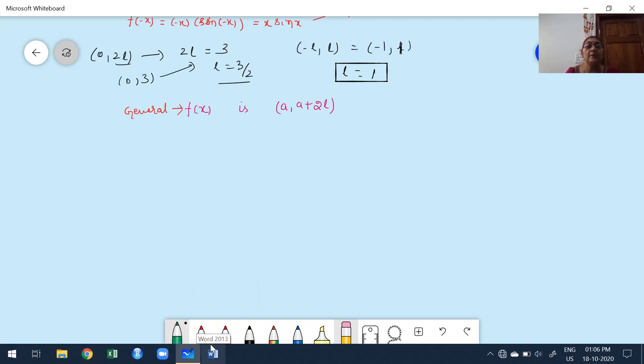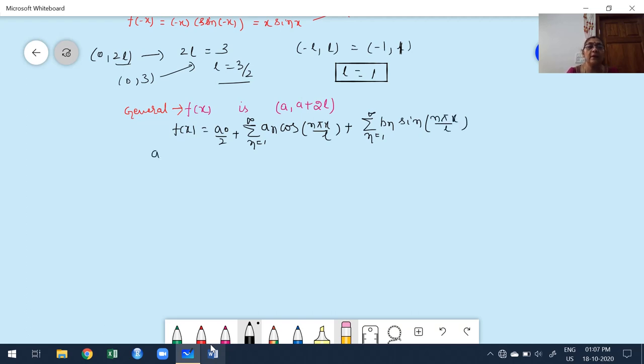What is the Fourier series formula for this case? f of x equals a naught by 2 plus summation n ranging from 1 to infinity a n cos of n pi x by L, and also summation n ranging from 1 to infinity b n sin of n pi x by L, where the formulas for a naught, a n and b n are: a naught is 1 by L, integral from a to a plus 2L, f of x dx, and a n is 1 by L, integral from a to a plus 2L, f of x cos of n pi x by L with respect to x. This is very, very important.